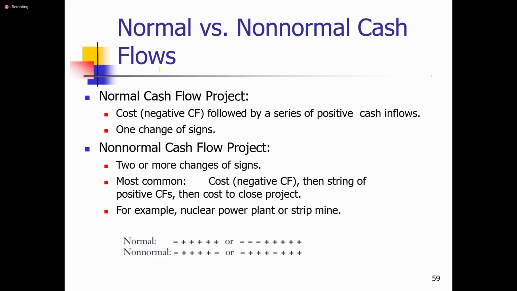Actually, before going to the modified internal rate of return, normal cash flow projects and non-normal ones. This is what we call a conventional project. This is what we call a non-conventional project. So this is a normal project. In the normal type of project, the cost or negative cash flow is followed by a series of positive cash flows. One change of sign is possible. Now here, this is the example for the normal, one change in sign.